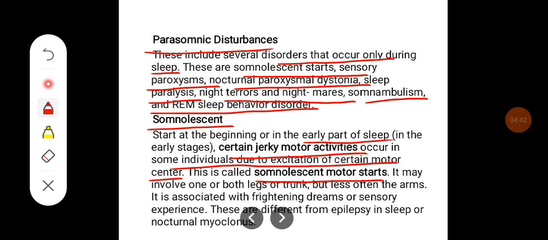Somnolescent motor starts may involve one or both legs or the trunk, but less often the arms. It is associated with frightening dreams or sensory experience. They are different from epilepsy in sleep or nocturnal myoclonus.